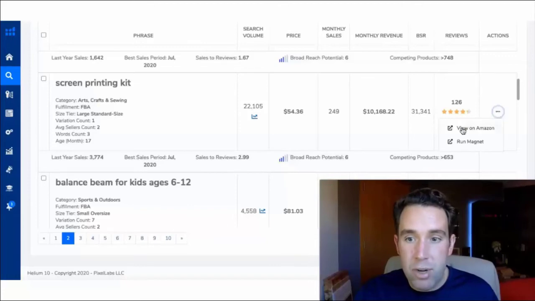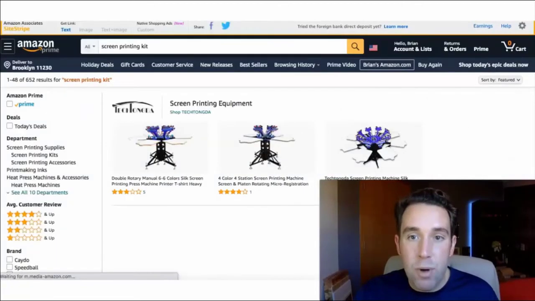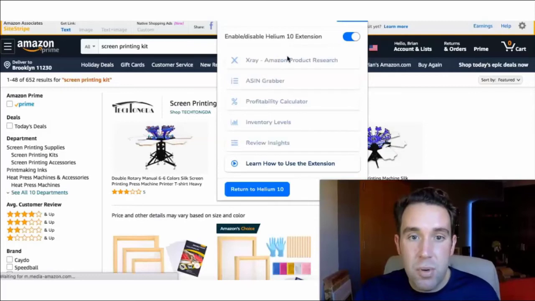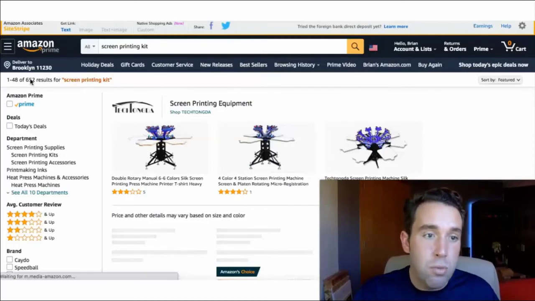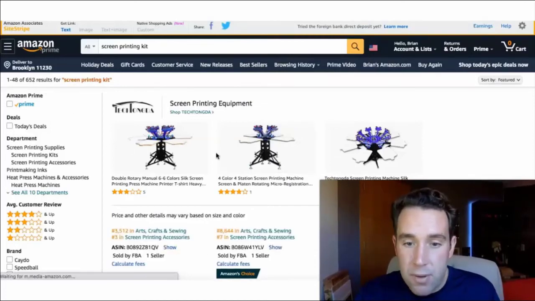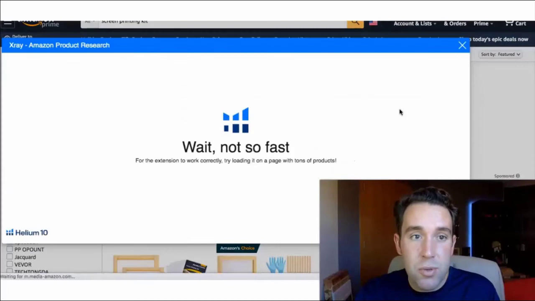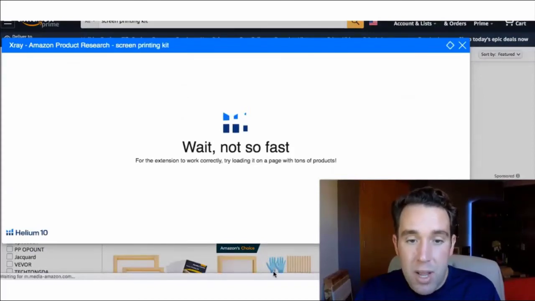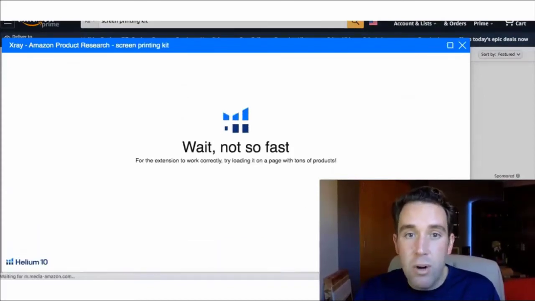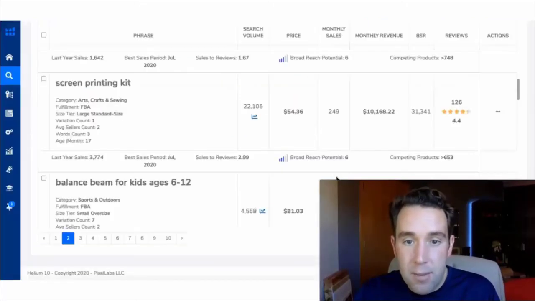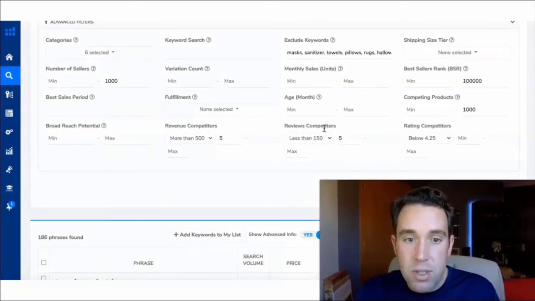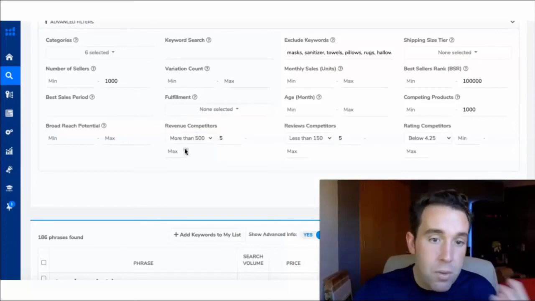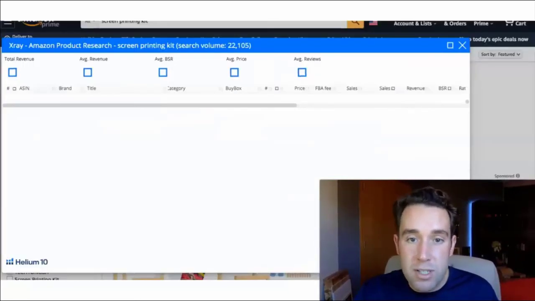Here's another one, screen printing kit, view on Amazon, and we'll run X-ray. 652 total results. So roughly 300 or so other sellers, 350, and we'll run X-ray on this one together. You guys are welcome to start using this method where inside of Black Box, we're going to put in those filters that are brand new for Black Box: max reviews, a minimum of 150 or less reviews in the top sellers, and the top sellers doing $5,000 or more in revenue.